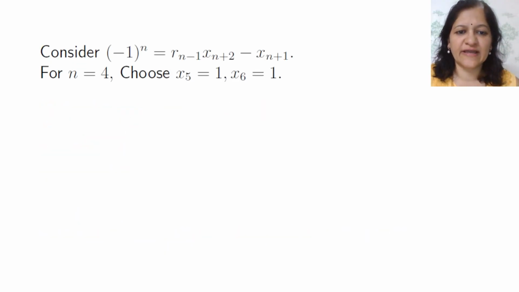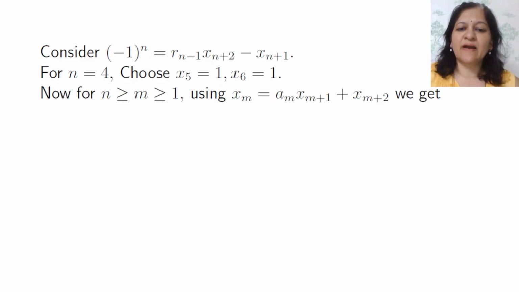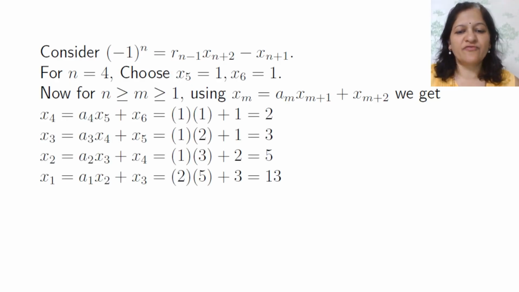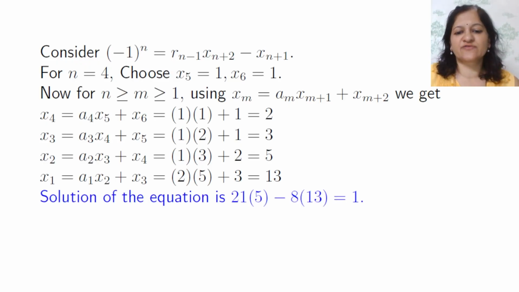Consider this equation again. Now here n equal to 4 means even. So you choose x5 equal to 1 and x6 equal to 1. Then using backward substitution, we find these steps x4, x3, x2 and x1. Now here is the case where a is less than b. So now x2, x1 is the solution. So the solution of the equation is 21 into 5 minus 8 into 13 equal to 1.